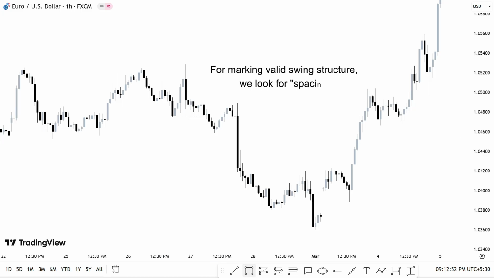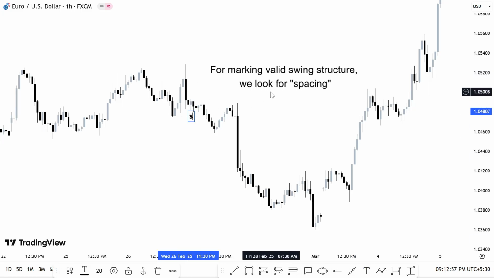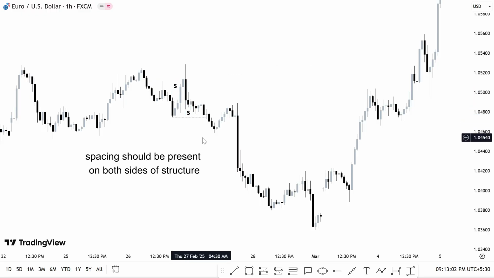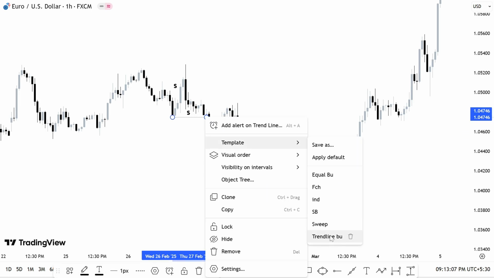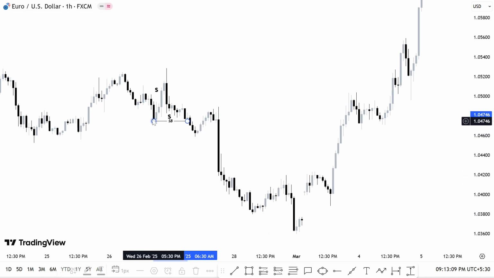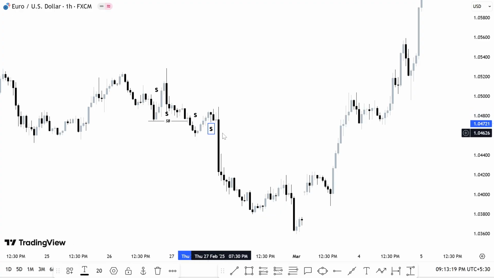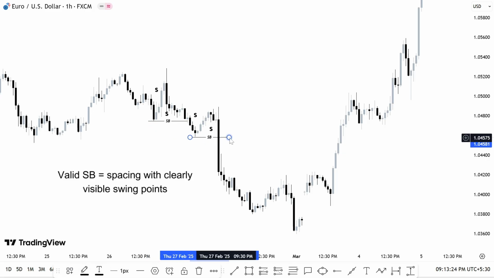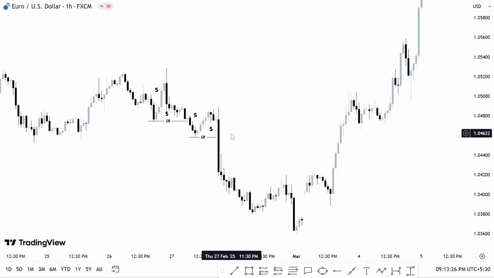First thing that we will look for is spacing. Is there a good spacing over here? Okay, so there is a spacing here and there is a spacing on both sides of the structure, and this structure has closed below this level with the body close, so this is a structure break, body close. Okay, now next structure has spacing over here and over here, so on both sides of this structure as well the spacing is present, so we can mark the structure break over here. This is also with the body close.